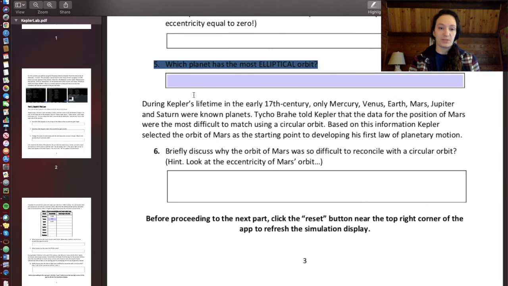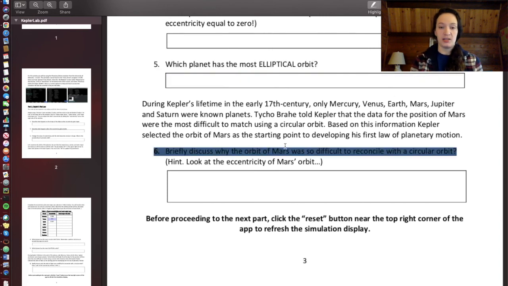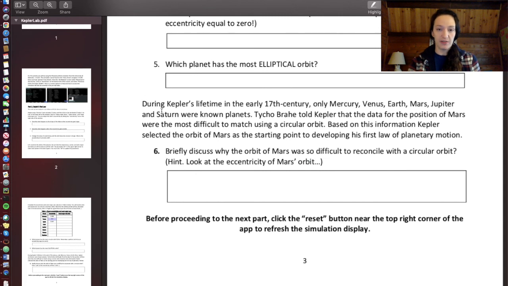Now, question 6, in my opinion, is the most tricky question. It's the question that's most easy to overthink. So, what it asks is that during Kepler's lifetime in the early 17th century, only Mercury, Venus, Earth, Mars, Jupiter, and Saturn were known planets. Tycho Brahe told Kepler that the data for the position of Mars were the most difficult to match using a circular orbit.